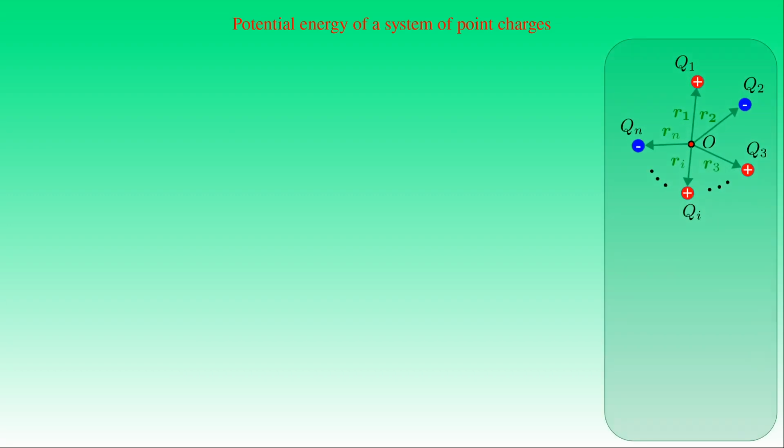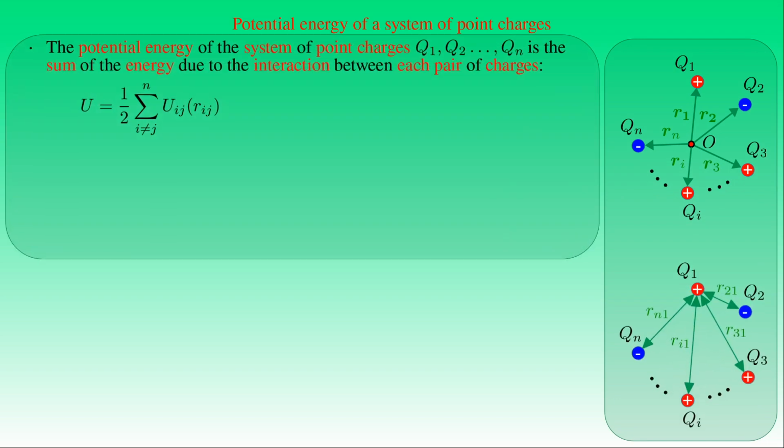Based on these findings, we can determine the electric potential energy or interaction energy stored in a system of an arbitrary number of point charges. Let us consider the system of point charges Q1, Q2, ..., Qn at the distances R_i from a given reference point O with the index i running from 1 to n. The potential energy U stored in the system is equal to the sum of the potential energy for each pair of point charges in the system, that is 1 over 2 times the sum of the potential energy U_ij as a function of the distance r_ij between the point charges Qi and Qj.